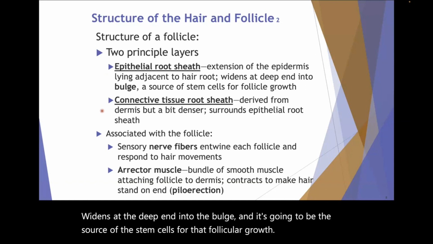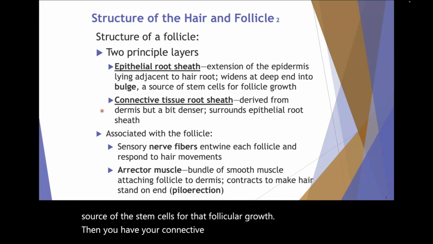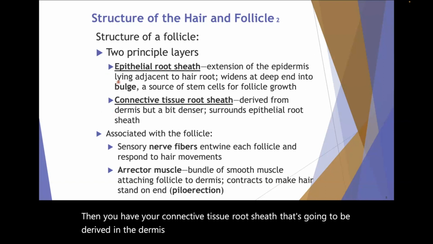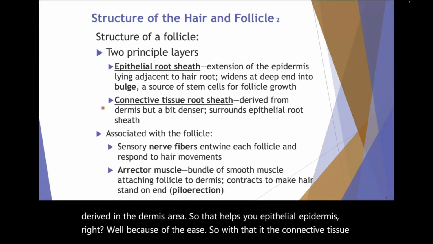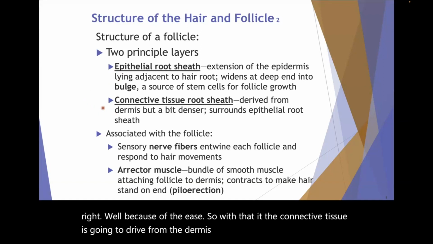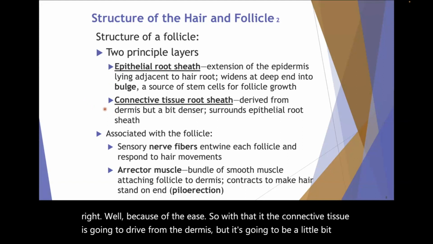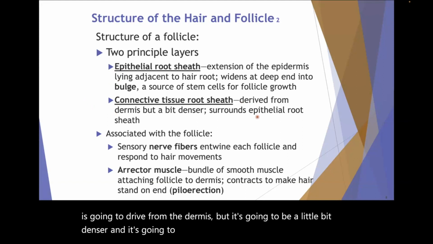Then you have your connective tissue root sheath. That's going to be derived in the dermis area. So that helps you: epithelial, epidermis, right? Well, because of the E's. So with that, the connective tissue is going to derive from the dermis, but it's going to be a little bit denser, and it's going to surround the epithelial root sheath.